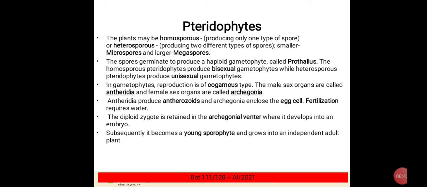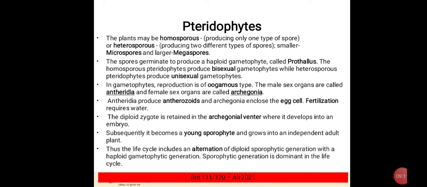Have you seen something we call alternation of generation, from a gametophyte to a sporophyte? So, the gametophyte produces gametes. Now these gametes grow into a zygote. The zygote grows into an embryo. Now this embryo subsequently grows into a young sporophyte, which finally becomes an independent adult plant. This is all about pteridophytes. And this growing from a gametophyte, producing gametes, to a sporophyte plant is what we call alternation of generation.